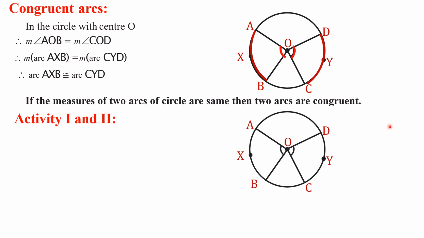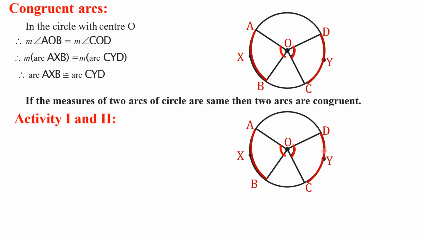Here we draw a circle and two arcs AXB, CYD, and two central angles AOB and COD. Angle AOB is equal to angle COD. Measure of these two angles are equal. Therefore, arc AXB is congruent to arc CYD.